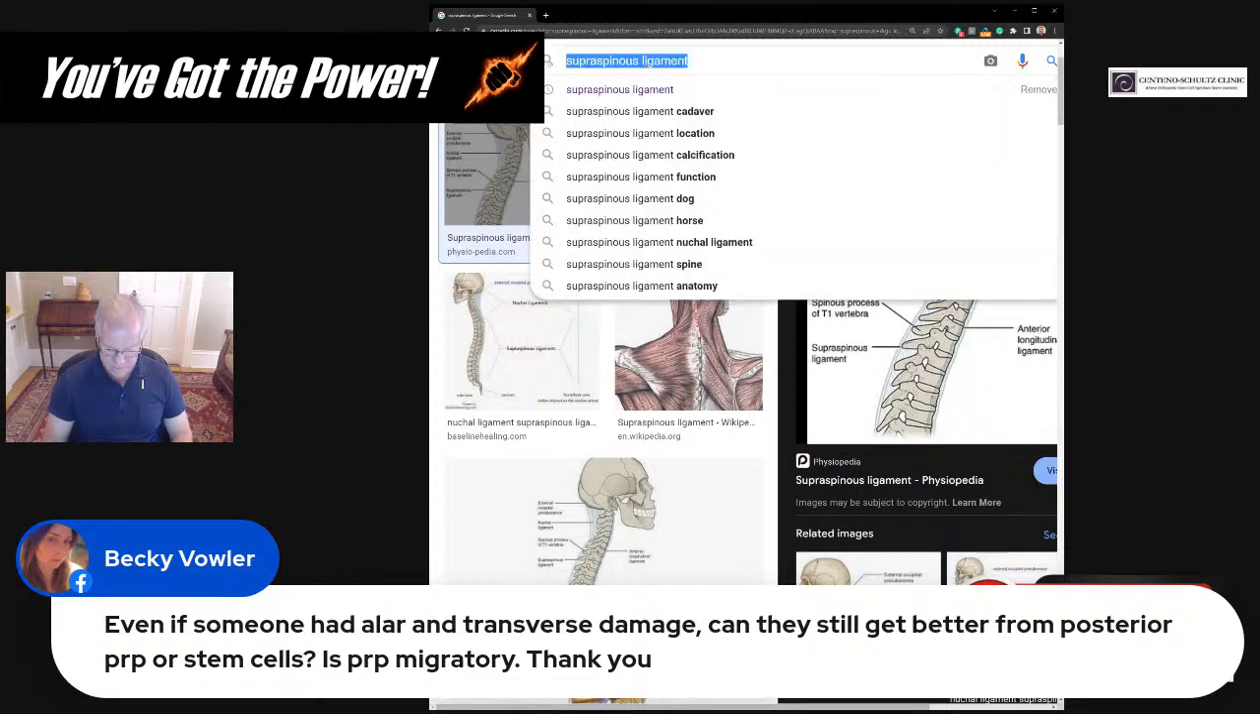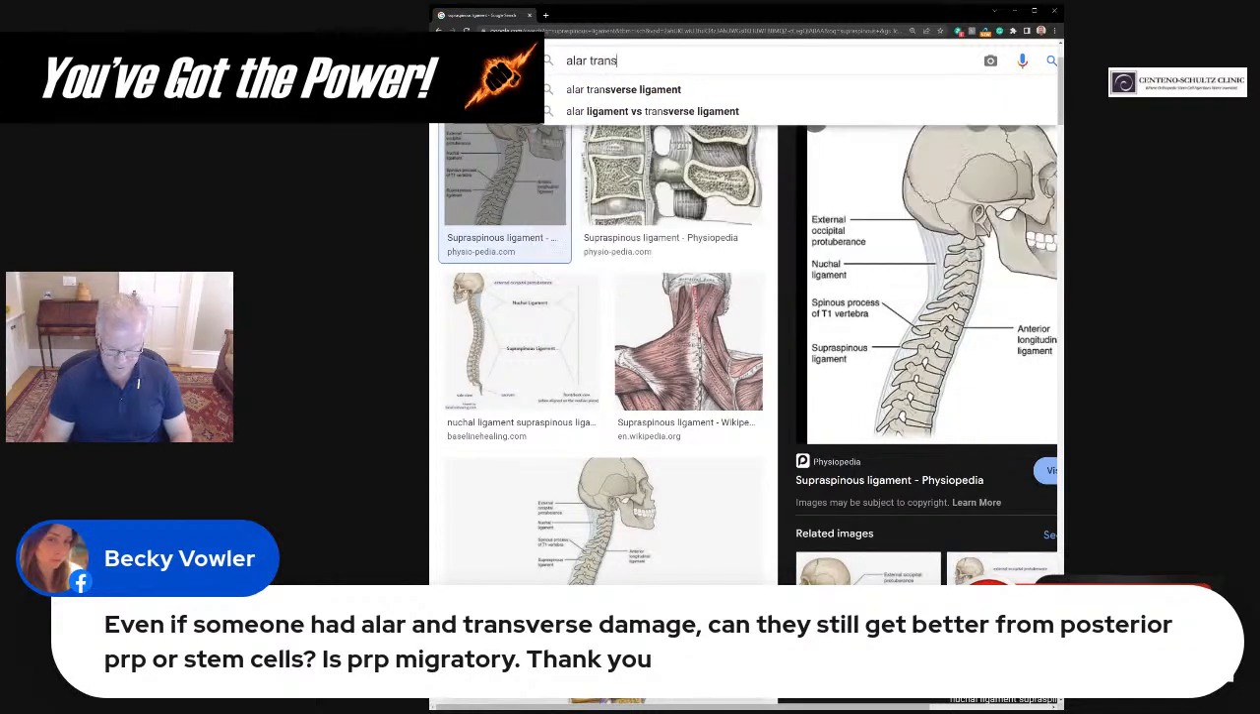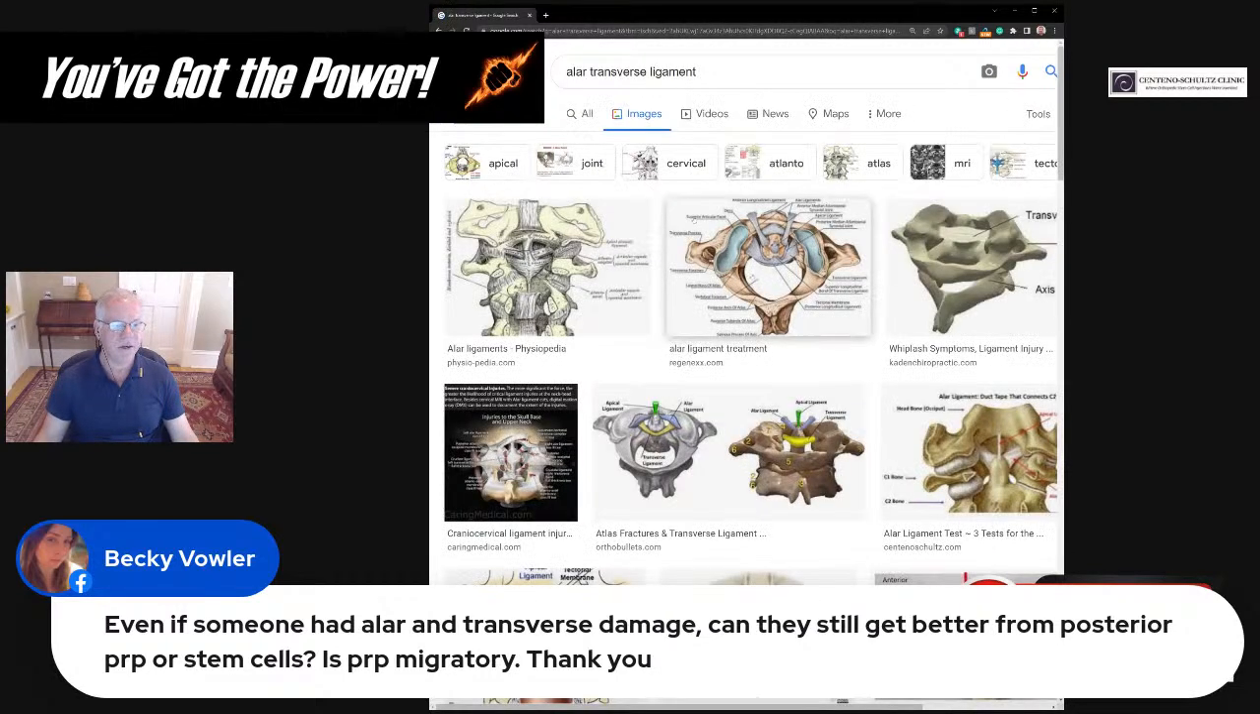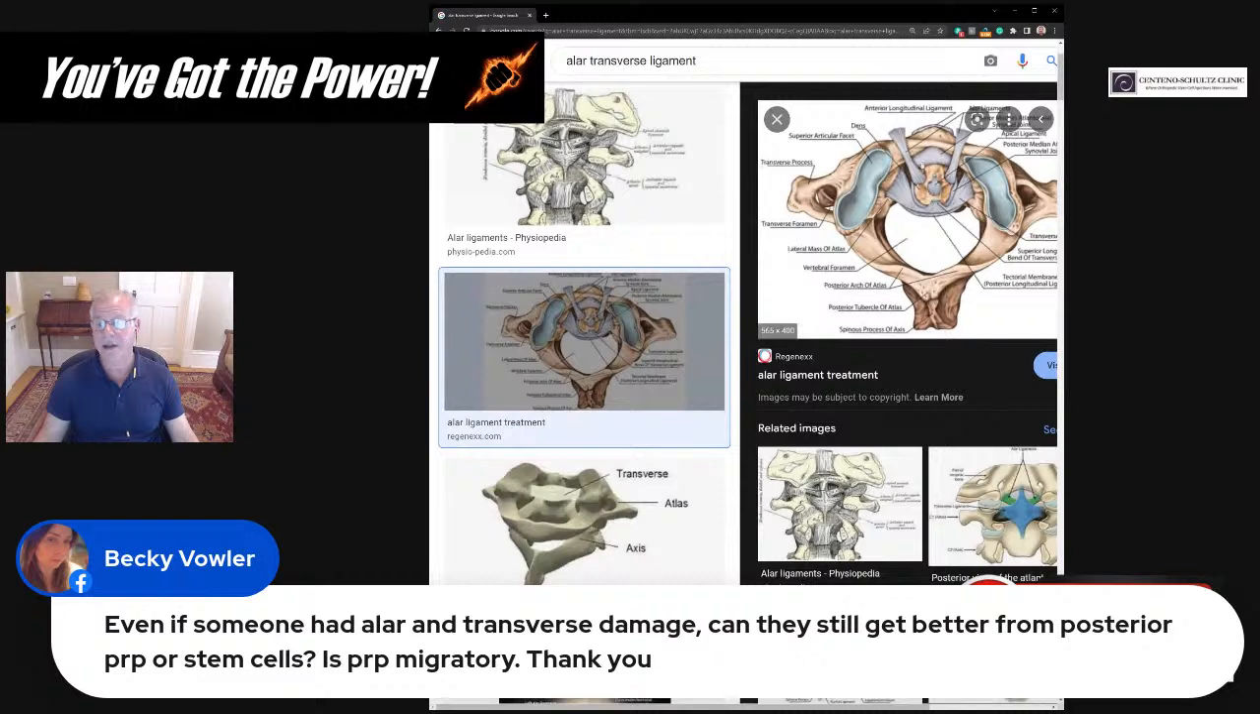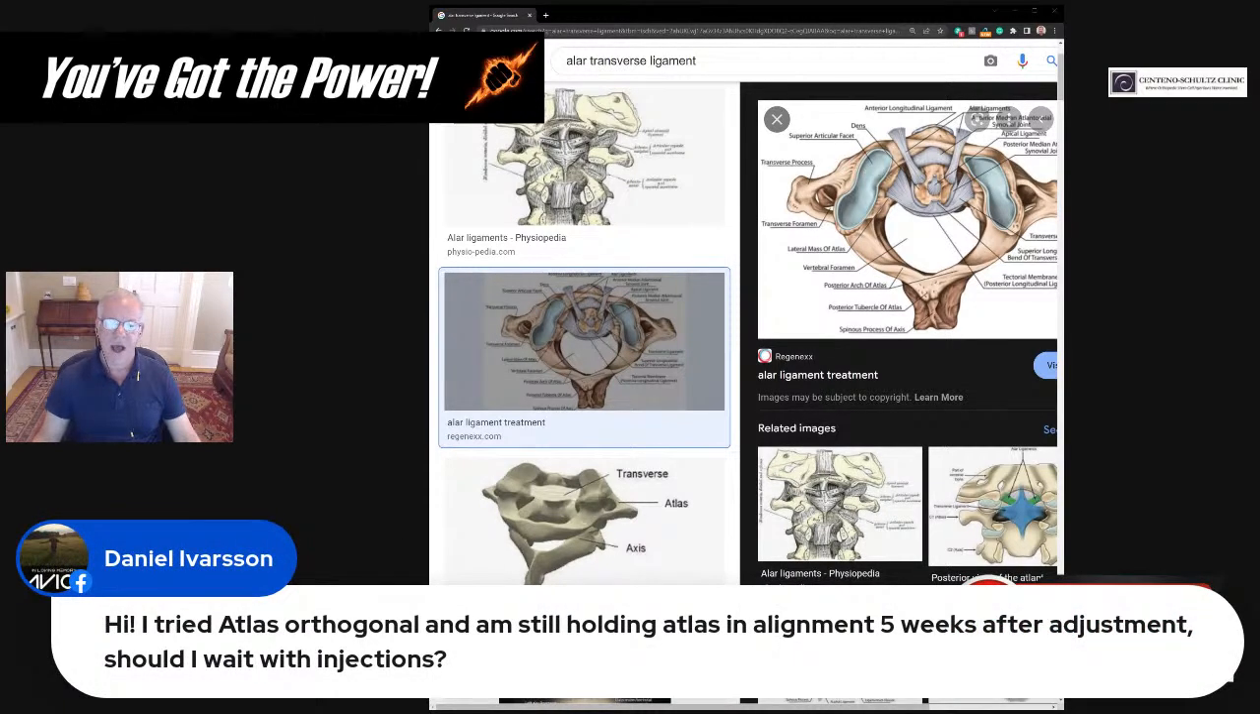So if we look at alar and transverse ligament, those are inside those neck bones, and they serve kind of a different function. So the answer is no, PRP isn't migratory. It's got to be placed exactly where you need it. And there is no way to treat the posterior ligaments, which would be at the bottom of this particular screen, and have that substantially impact the internal ligaments if those internal ligaments are damaged. That's the alar transverse.